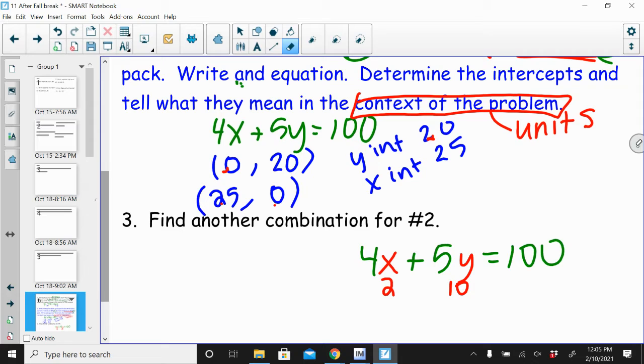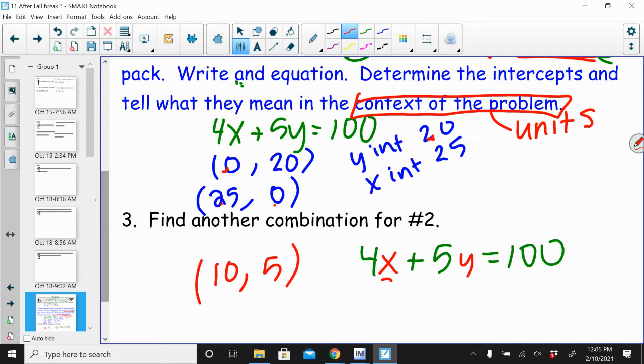So that is not a possible combination because you're not spending all your money. So you could try something else. I could try 10 markers, or no, that's pencils. 10 pencils and 5 of these. So 10 and 5, 4 times 10 plus 5 times 5 should equal 100. But it doesn't. So 10 comma 5 would not be a combination.